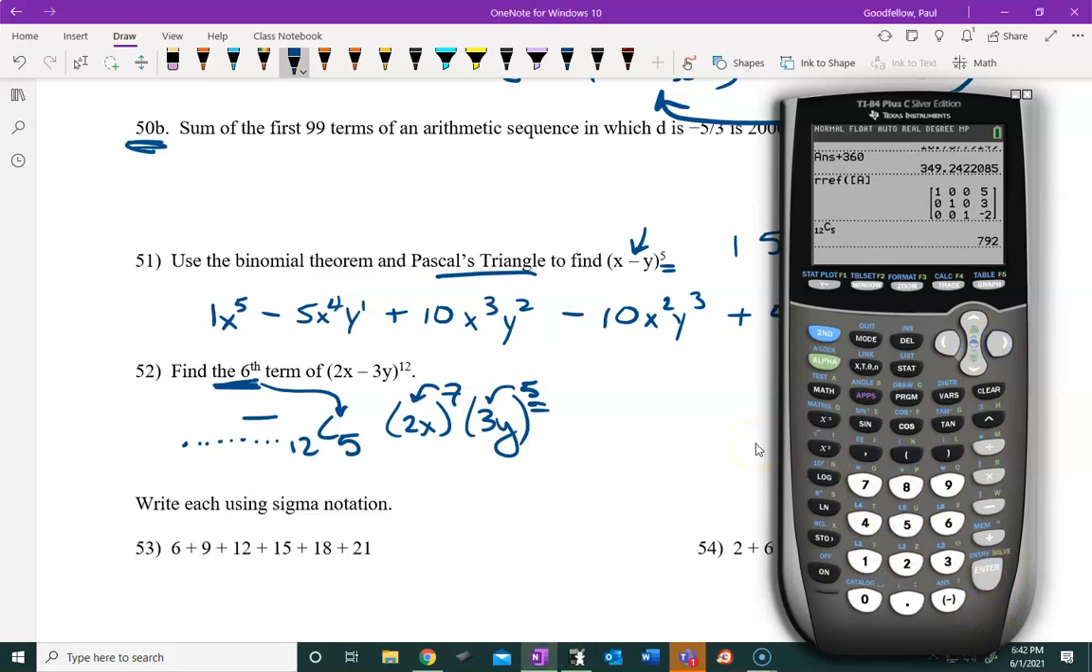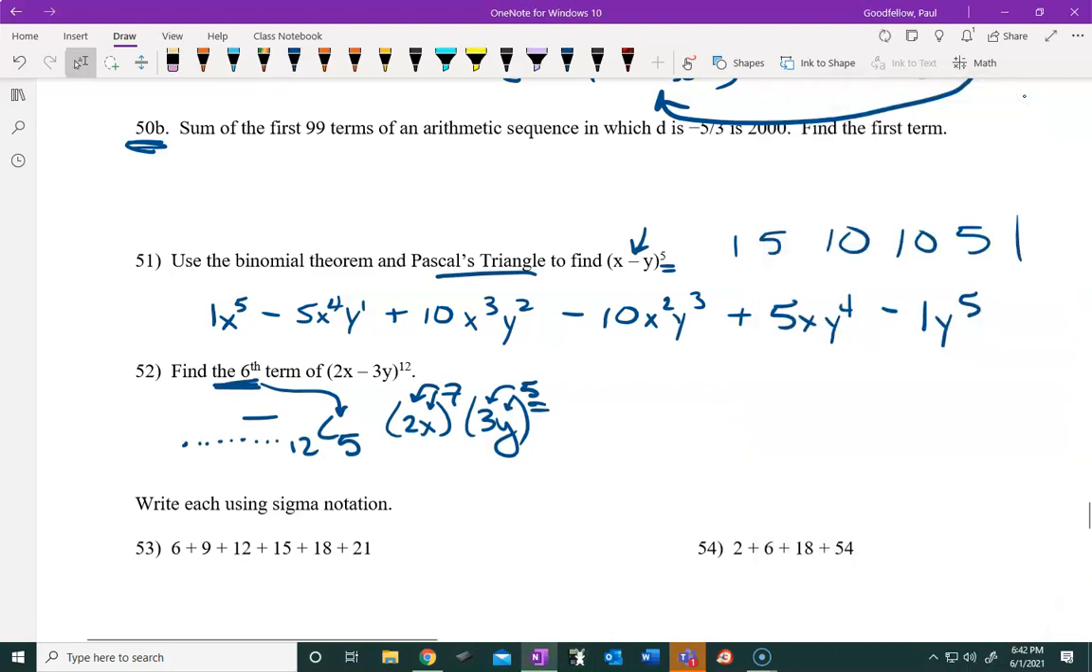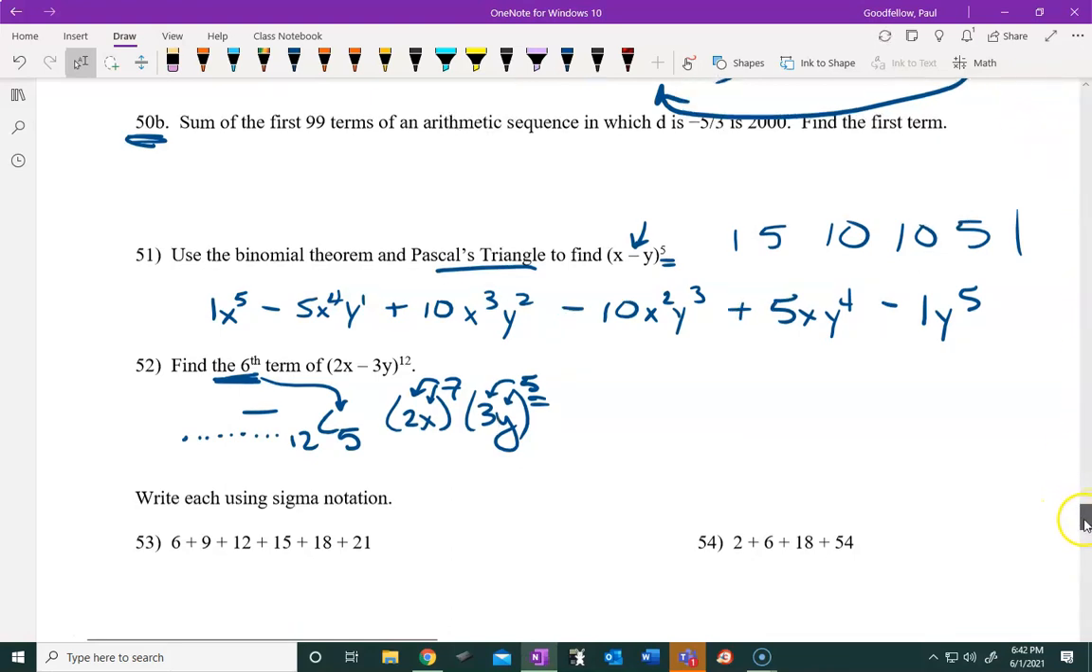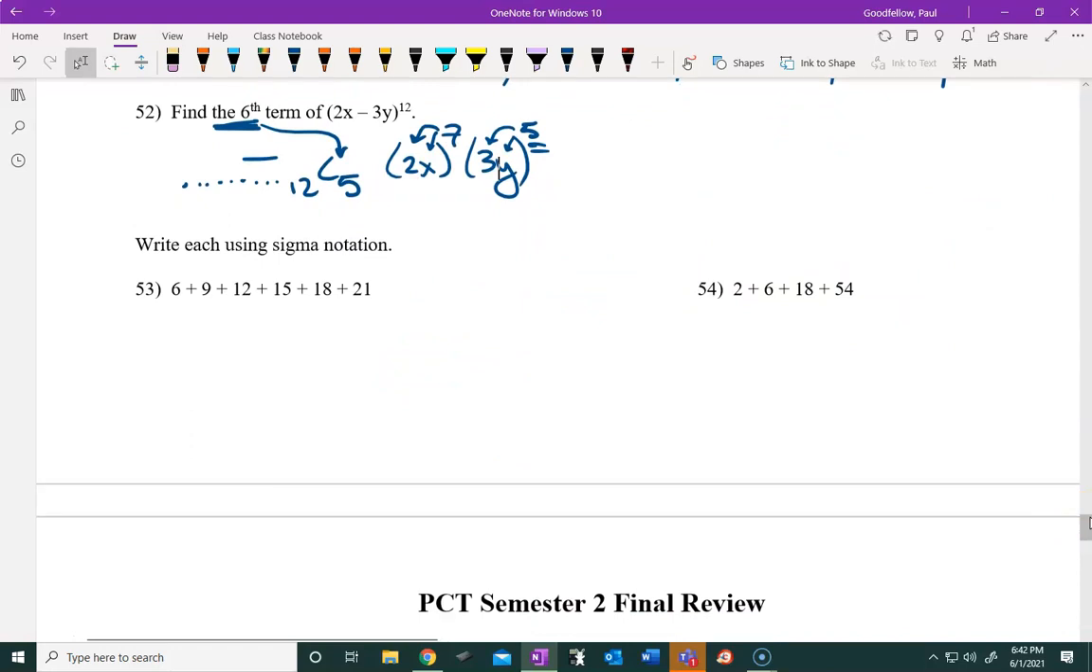Now be careful. You're going to have to take 792 times 2 to the 7th and 3 to the 5th to get the coefficient that needs to go on there. And then watch how you write the coefficients on top of those variables. Cool. You got it. Writing a sigma for each one of the ones that are listed down below.